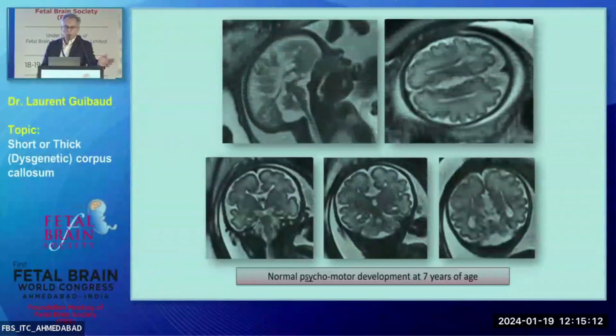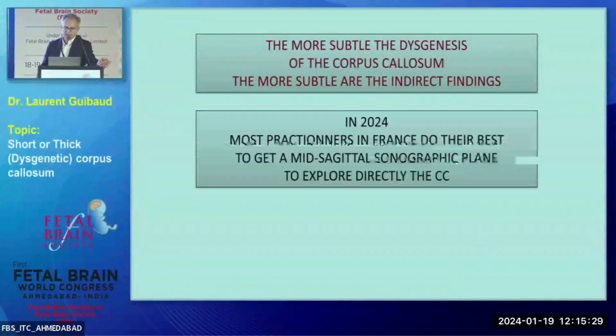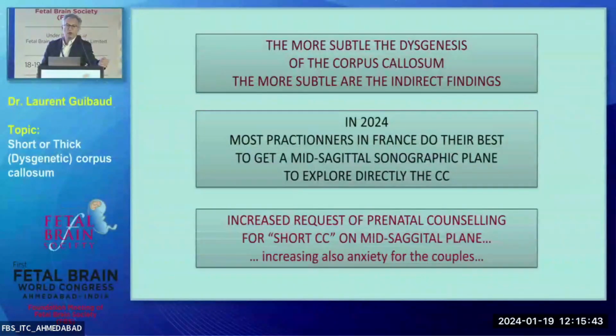This patient is doing well at 7 years of age. And as you see, there is parallelism, and also there is dysmorphism of the frontal horn and a mild colpocephaly. In fact, the more subtle the dysgenesis, the more subtle are these indirect findings. But nowadays, in France, most practitioners do their best to get a mid-sagittal view to explore directly the corpus callosum. But this led us to an increased request of prenatal counseling for short corpus callosum on mid-sagittal view. And it increased also the anxiety of the couple.